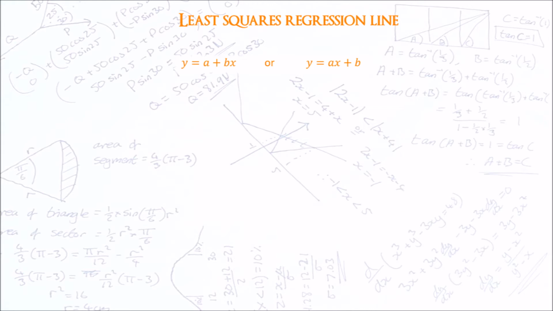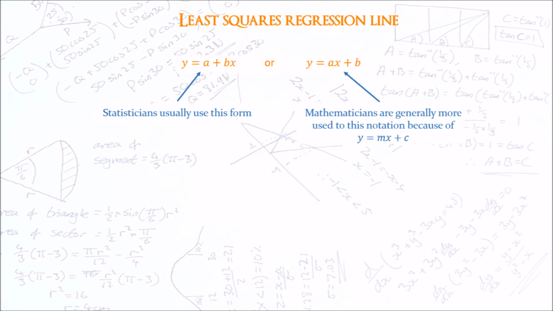a plus bx or y is equal to ax plus b. The only reason why there are two forms is that statisticians usually prefer the form y is equal to a plus bx. So when they quote this, a tends to be the y-intercept and b is the gradient. Whereas mathematicians, just because they're used to the idea of y is equal to mx plus c, are more used to the other equation on the other side.